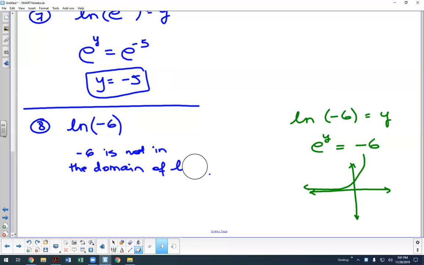So basically just say that -6 is not in the domain of natural log of x, so that's why it doesn't work. You're looking at undefined as an answer, I guess I would say, instead of error.